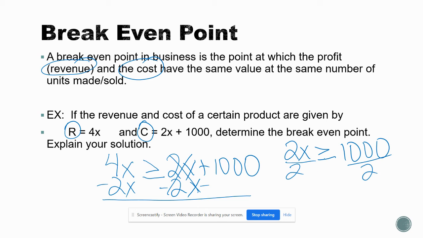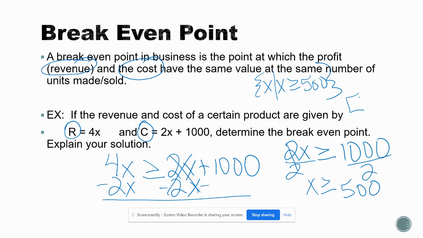Divide by 2. I'm dividing by a positive so I don't change the direction of my inequality. And so we have x is greater than or equal to 500. In set notation, that's going to be x such that x is greater than or equal to 500. In interval notation, 500 is our starting point, and it's equal to, so that we get a bracket, and it's going to infinity because it's more than 500, which gets a parenthesis.